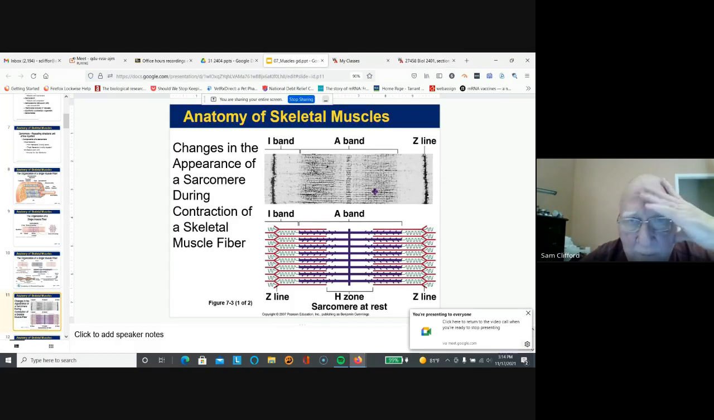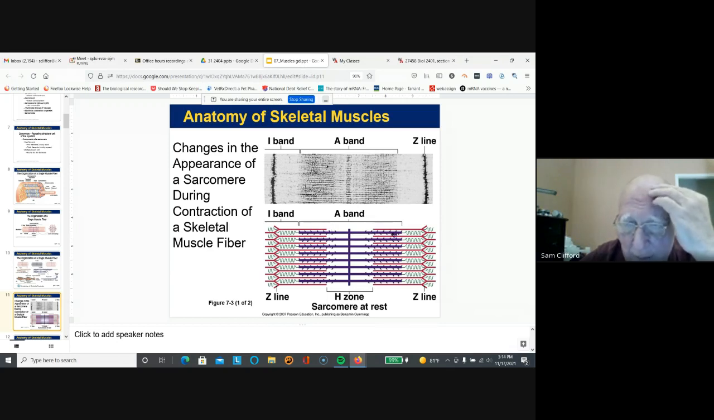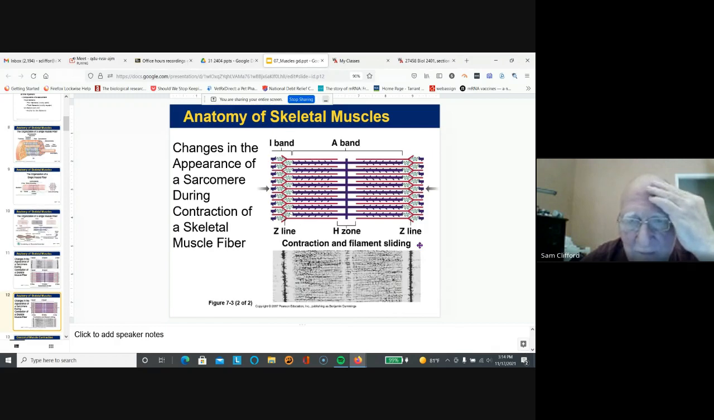So we'll keep going. So here's relaxed muscle, the sarcomere. Notice how the I bands are very wide. The A bands include myosin and actin. So when these myosin heads attach to the actin and ratchet or pivot, and they pull the actin into the center of the sarcomere, that shortens the sarcomere, and we have contraction.